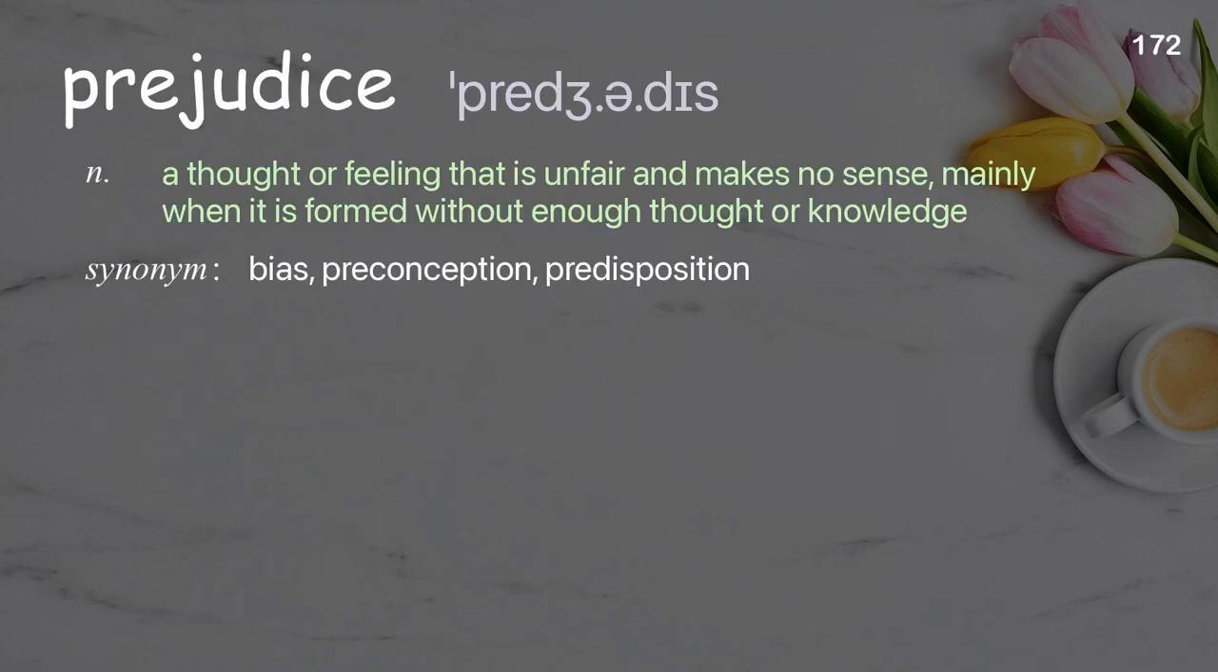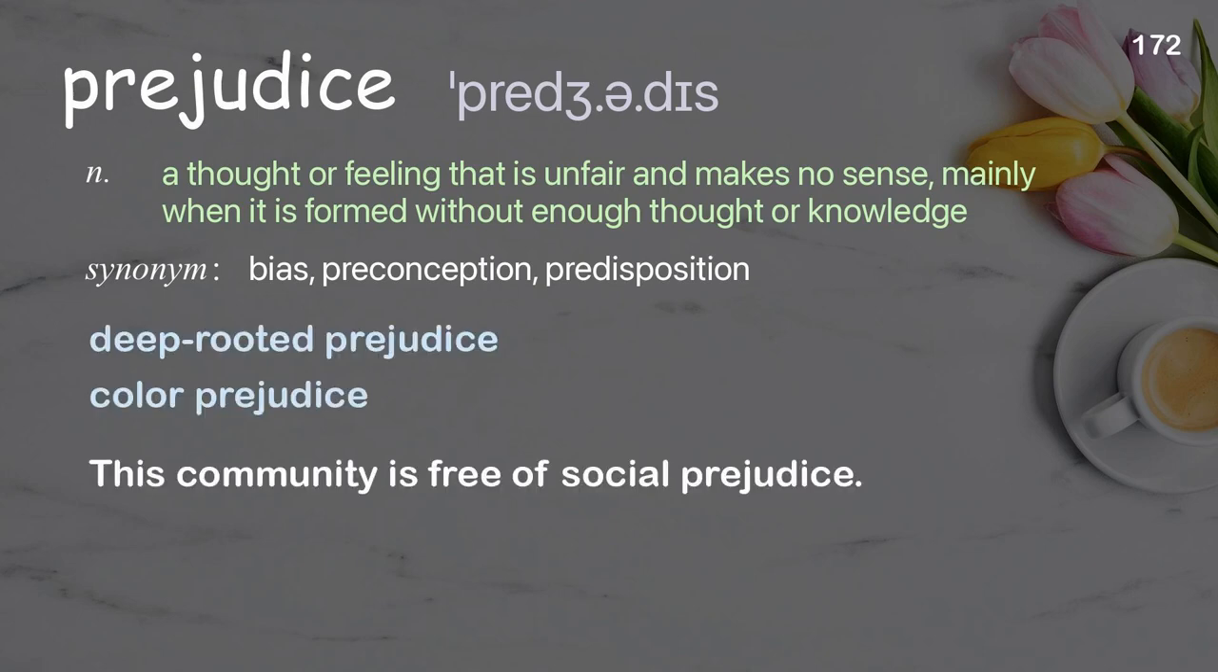Prejudice. A thought or feeling that is unfair and makes no sense, mainly when it is formed without enough thought or knowledge. Examples: Deep-rooted prejudice, color prejudice. This community is free of social prejudice.